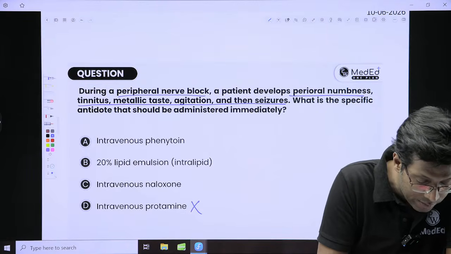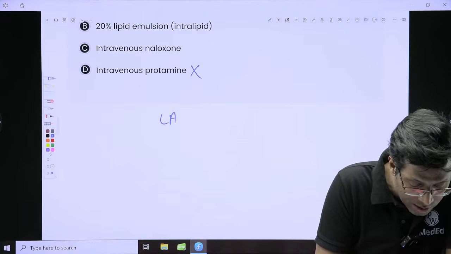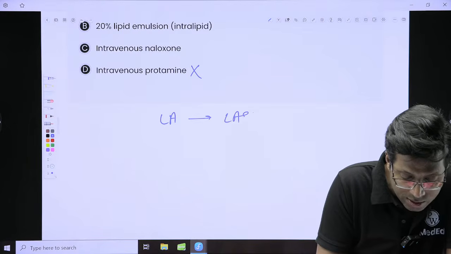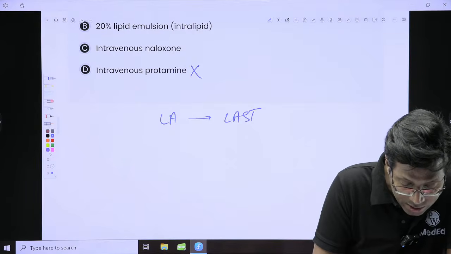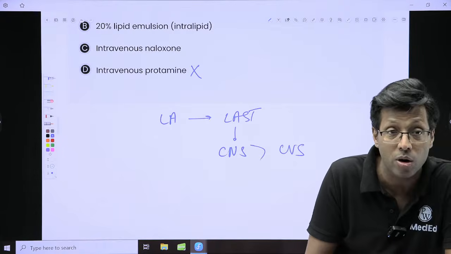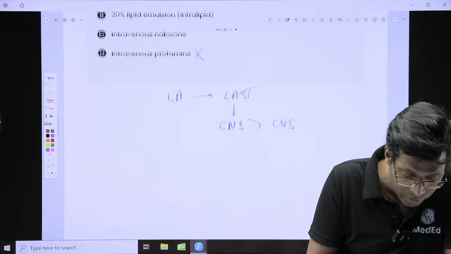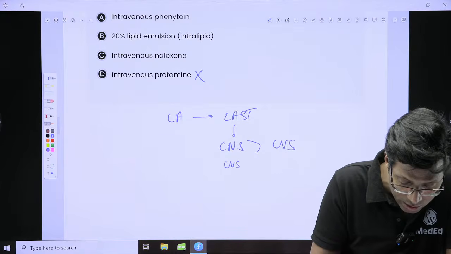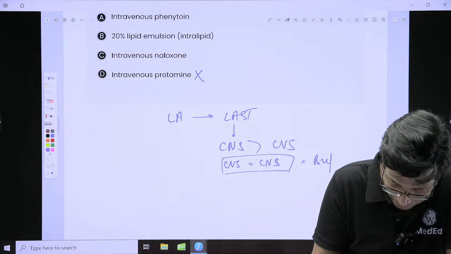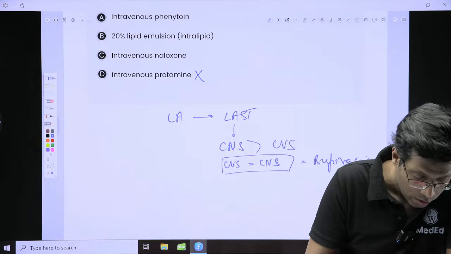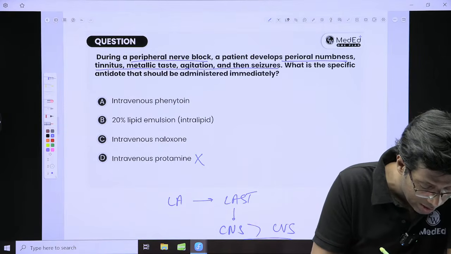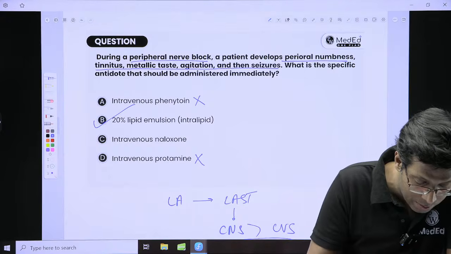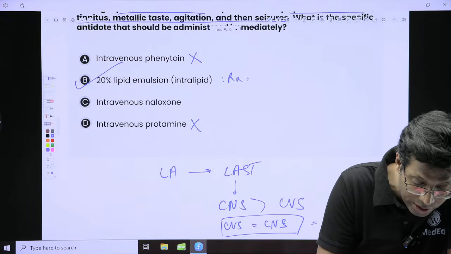Okay, peripheral nerve block means I've injected the local anesthesia. So the local anesthesia has been injected and this has led to local anesthesia systemic toxicity. Remember, local anesthesia systemic toxicity, normally you get CNS symptoms before the CVS symptoms, except for bupivacaine. Right? In bupivacaine, you get both of them together, almost together. CNS and CVS both happen together with bupivacaine. Alright. So now intravenous phenytoin will take care of seizure. So forget that. It is basically 20% lipid emulsion because this is used for the treatment of bupivacaine toxicity.